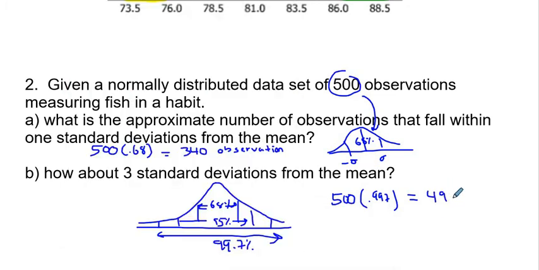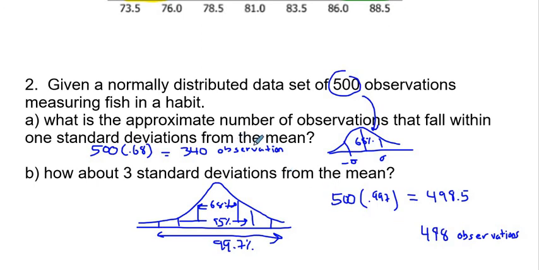498.5. And so how many observations is it? You could say between 498 and 499, but you can't make half of an observation. So typically they would just truncate this and say 498 observations would be expected between the 3 deviations from the mean.